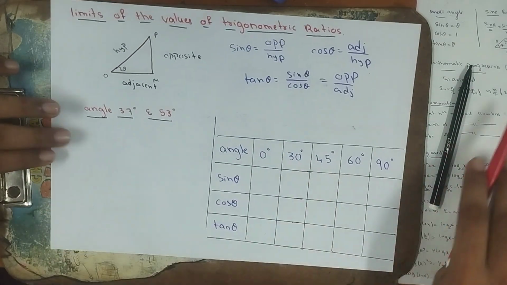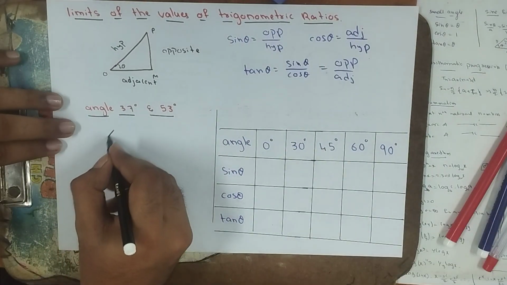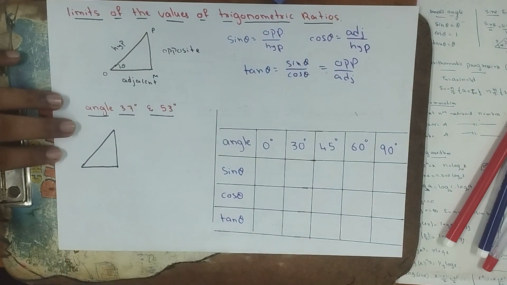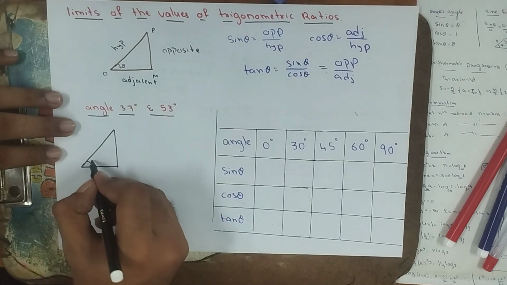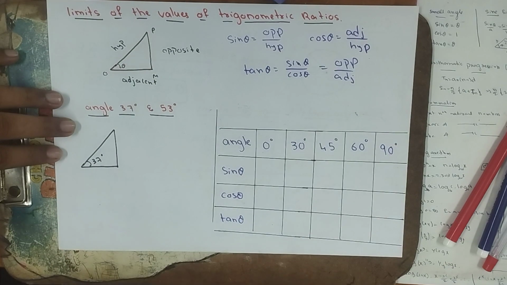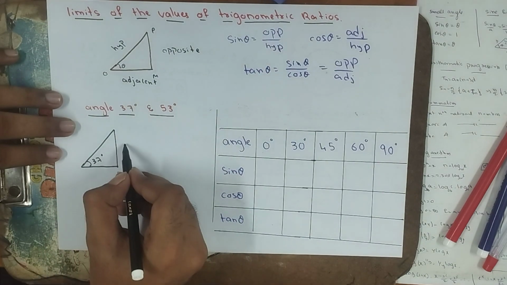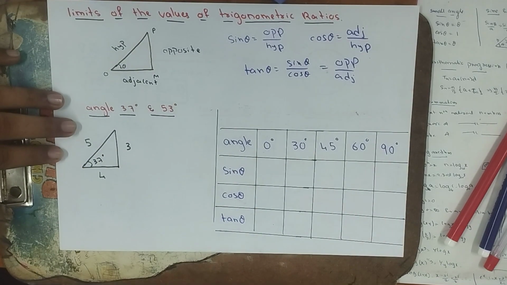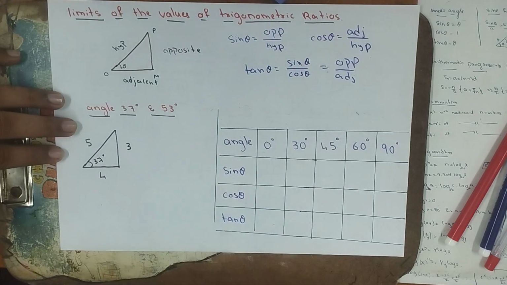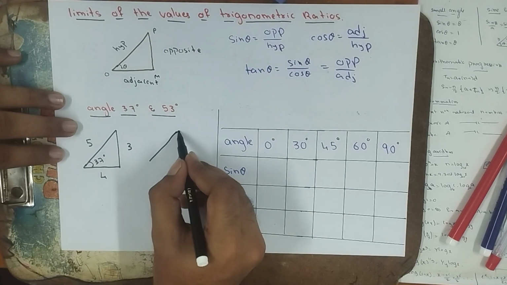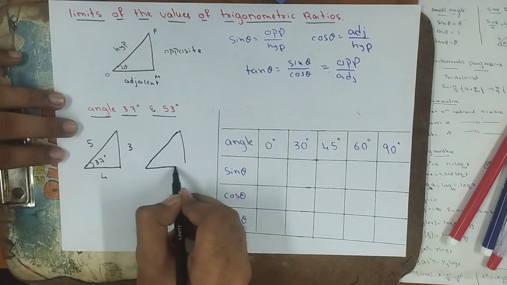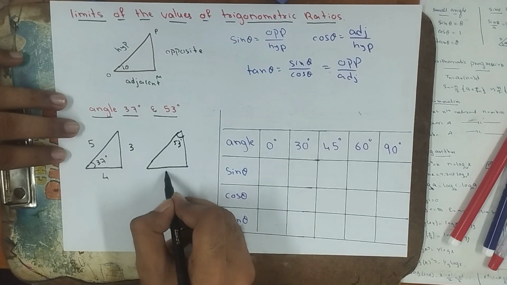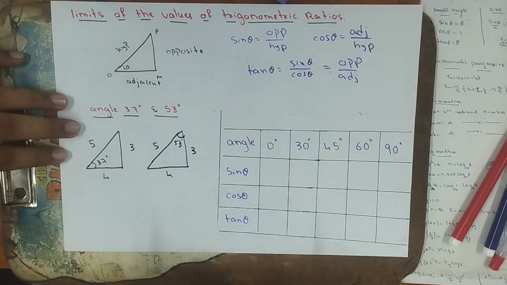Now see here, one of the most important angles, angle 37 and 53. There are many times they give direct values, but you have to remember like this. Now 37 degree, whenever you see 37 degree, opposite is 3. Now downside adjacent is 4, remaining this side is 5. Now same triangle, 53 degree, this side 53 degree, opposite 4, 3, 5.